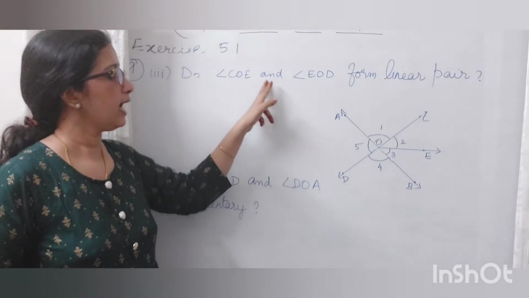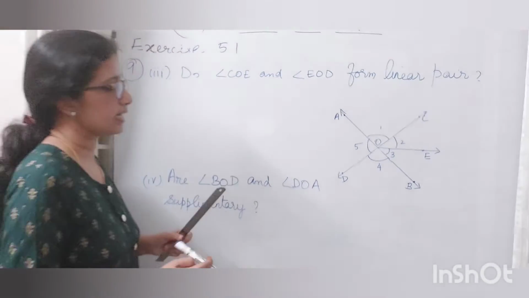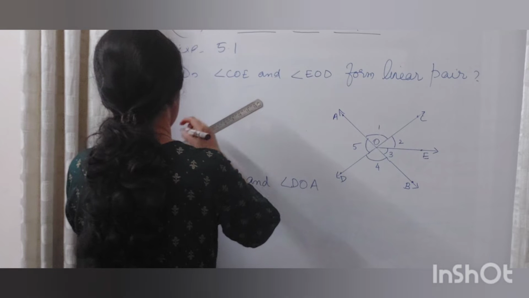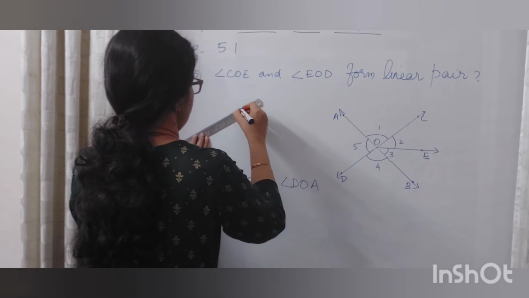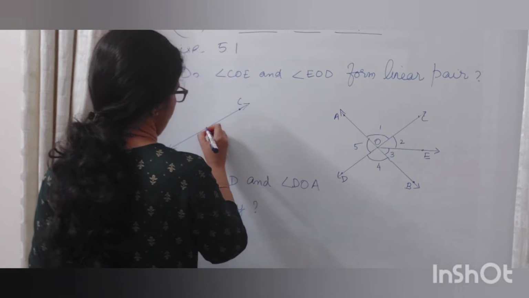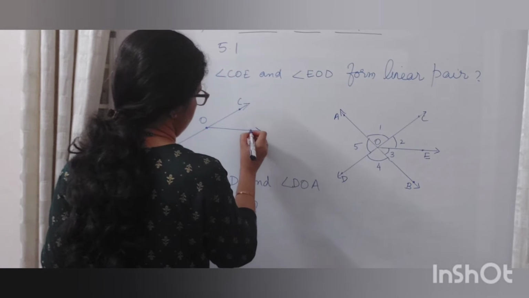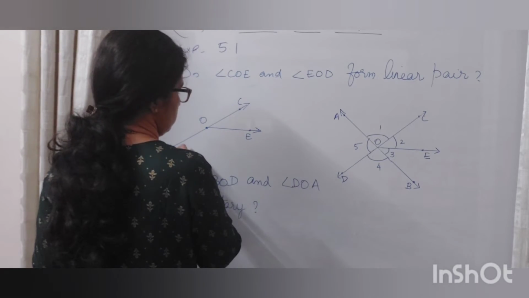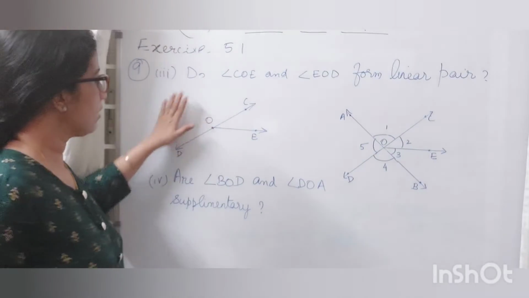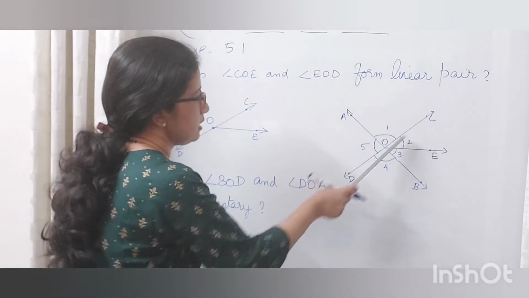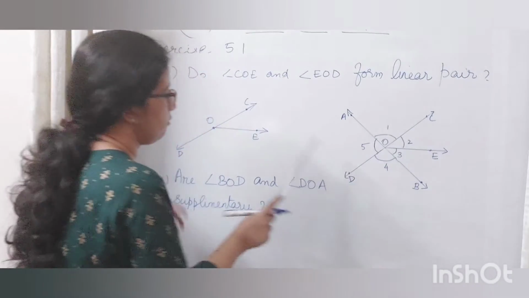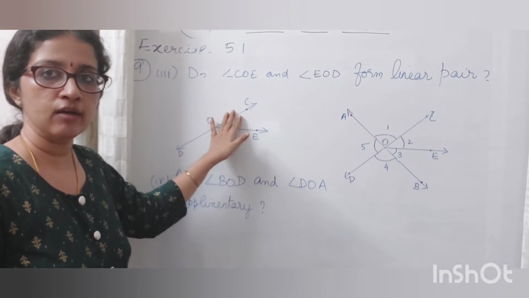Now what is the next question? Do angle COE and angle EOD form a linear pair? So, which is angle COE? This is angle COE, right? So, let me draw this. Okay, so this is what is there. I have just taken these two angles and drawn them here. This is angle COE which I have drawn here, and angle EOD which I have drawn here. Do these two angles form a linear pair?